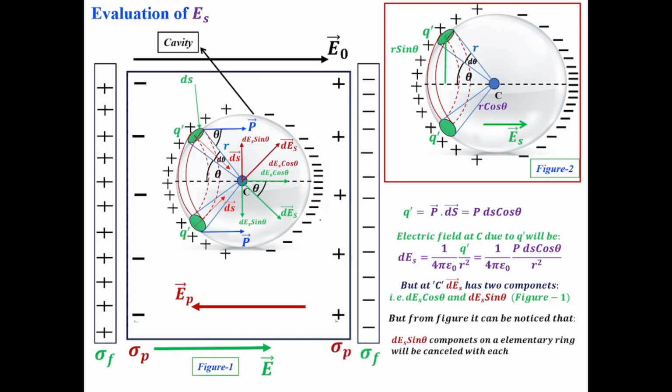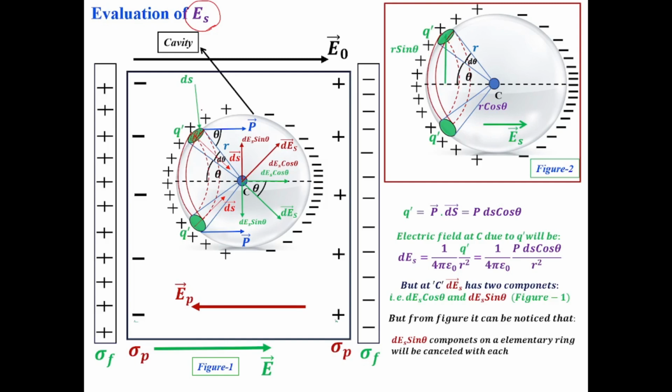Now we have to find the magnitude of Es. This is one of the important topics of your syllabus. There is a 90% chance that you are going to get this question in your exam, 90% chance. So watch carefully and write down your notes. To evaluate the magnitude of this Es, consider a small area dS on the surface of this cavity.